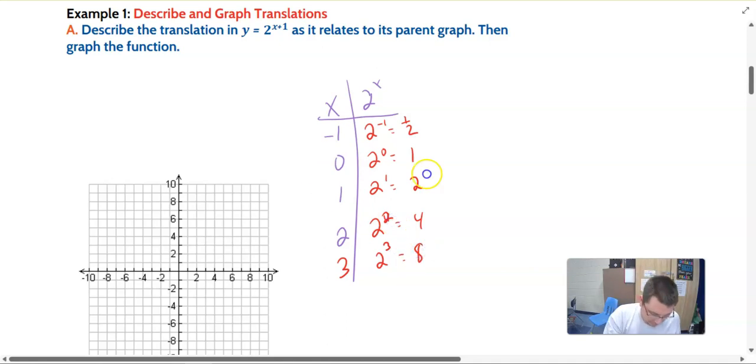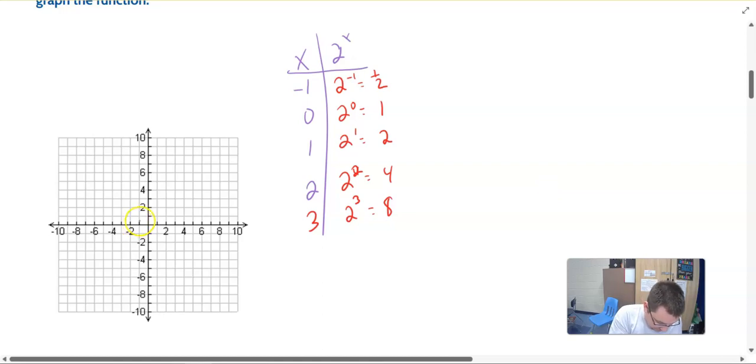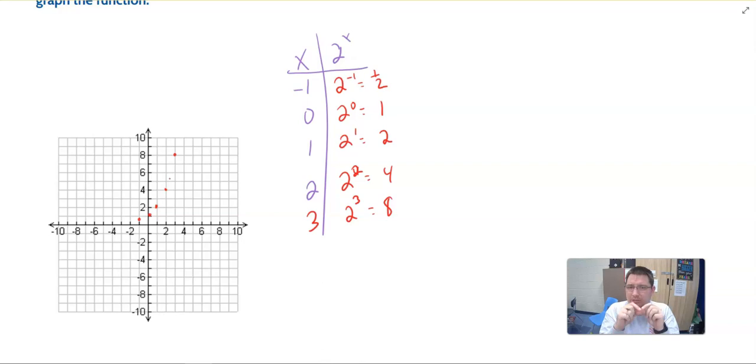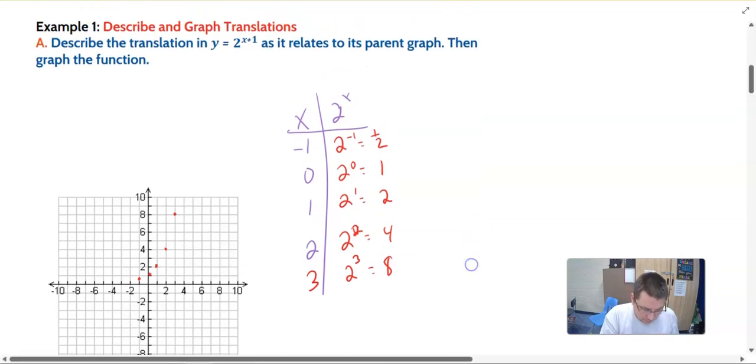And so we'll plot those 5 points on the coordinate plane: negative 1, 1/2; 0, 1; 1, 2; 2, 4; and 3, 8. We have those 5 points there. Now, normally we draw the line, but these are just temporary points because we're going to take these points and they're going to shift. So we want to talk about what happens when we add this 1 here.